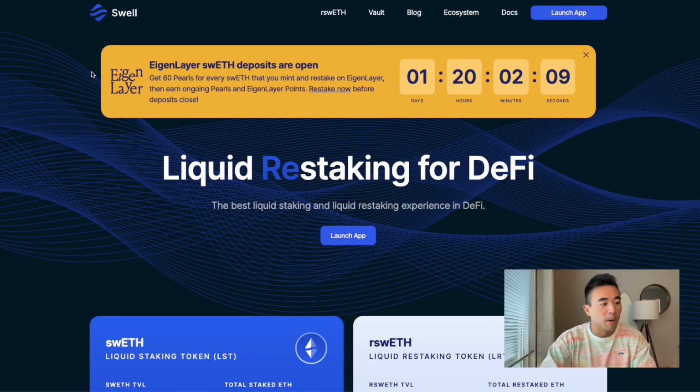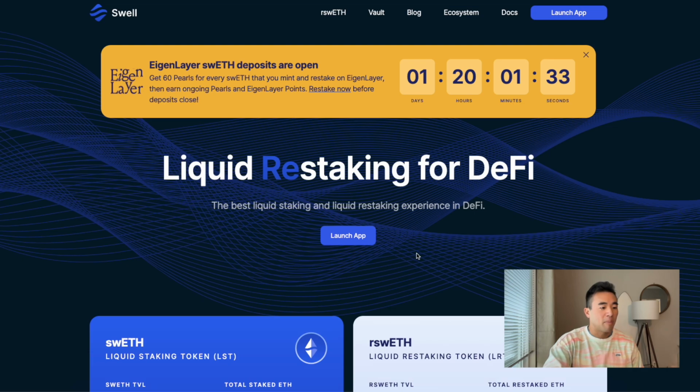We're here on the Swell website. You can see that they're liquid restaking for DeFi. You can see that you'll earn 60 points for each SWETH that you mint and restake with them. In addition to this, you're always earning Eigenlayer points. Earning pearls is based on an opaque calculation. At least I have not been able to find a clear formula. They have also published that they will be doing an airdrop sometime in the future.